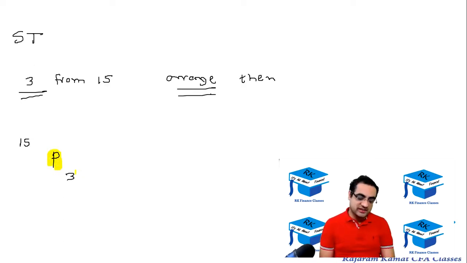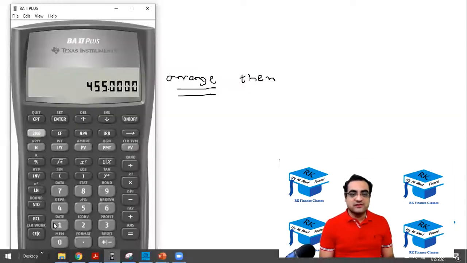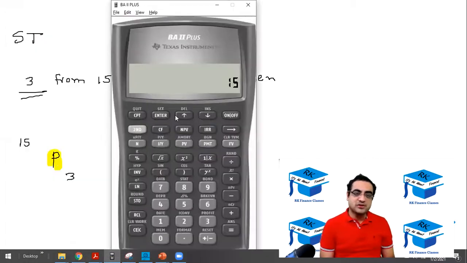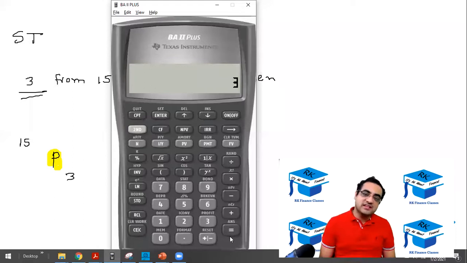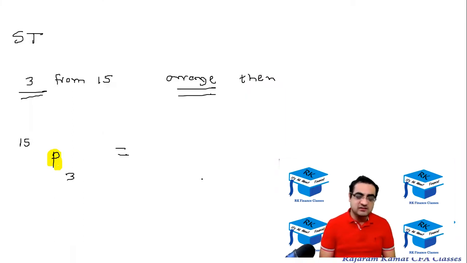So 15 permute 3. How many ways could this be done? Press 15, then press second and minus, that's permute. And then press 3 equal to, it could be selected and arranged in 2730 ways.